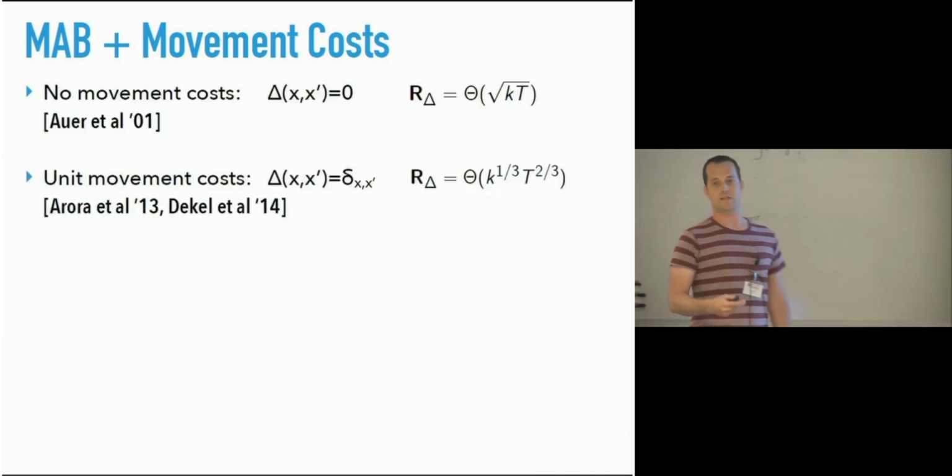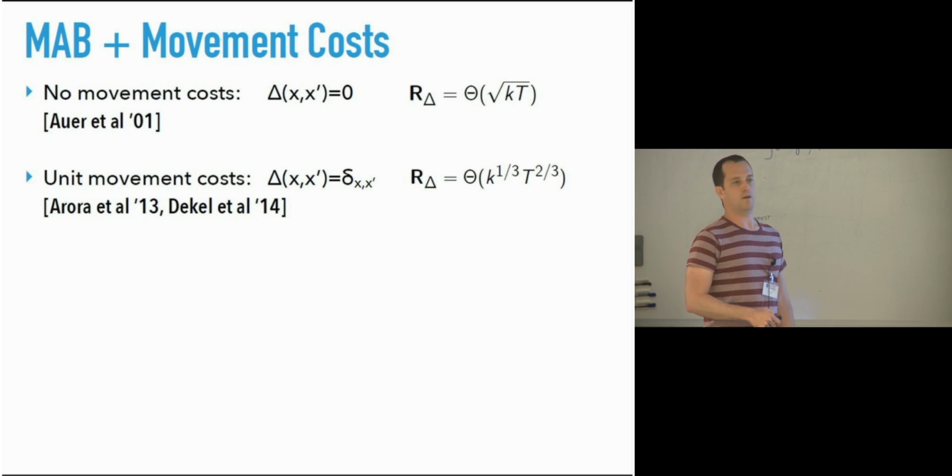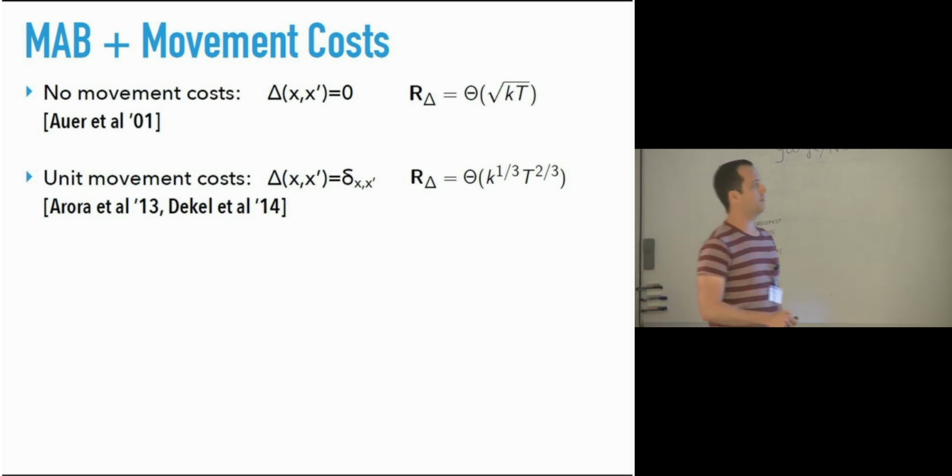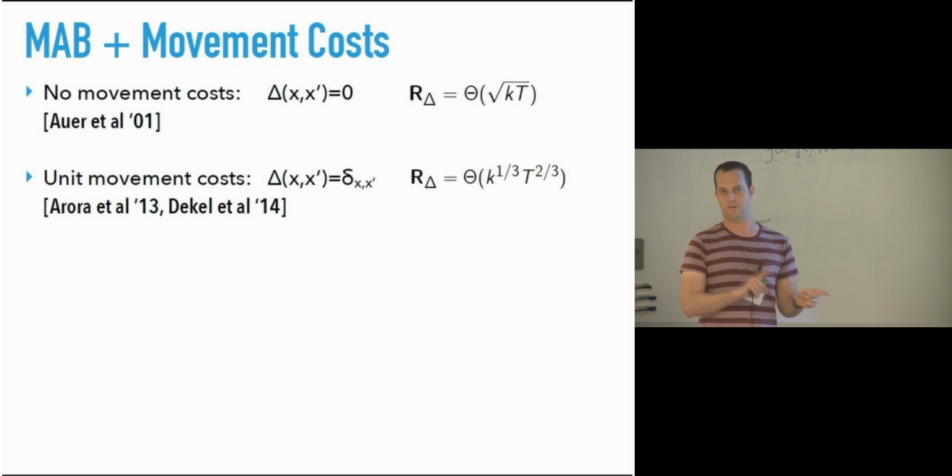So this setting obviously generalizes the typical multi-arm bandit problem, which has no movement costs. And in this case, we know that the optimal regret scales like root KT. It also includes, as a special case, the multi-arm bandit problem with switching cost, where there is a fixed unit switching cost for moving between any pair of actions. Then we know that the regret scales like K to the 1/3, T to the 2/3.